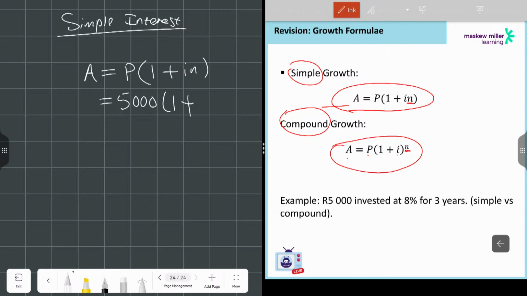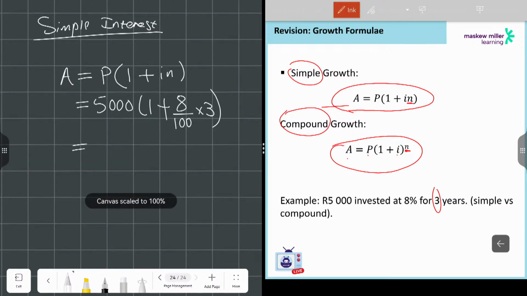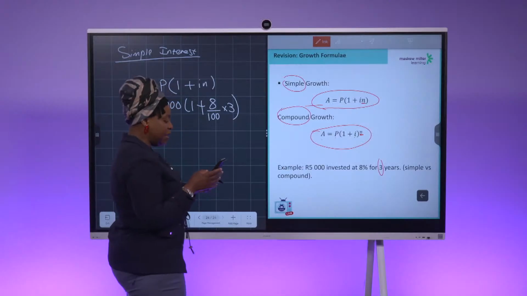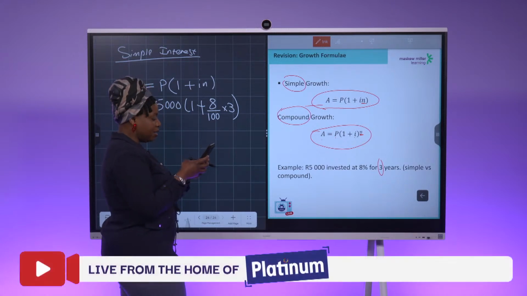our I. You can write it as 8%, or you can write it as 8 divided by 100, because a percent is represented by the division of 100, and then we multiply that by the N, which is what is given there as 3 years, which is going to be 3. And if you calculate that, you should be able to get to the answer, and then you can do your rate. So with my calculator there, I'm going to just quickly calculate it down.